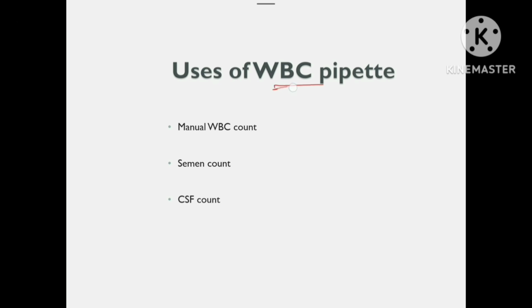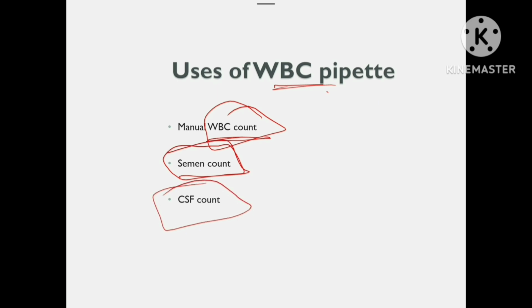So next is the uses of the WBC pipette. Manual WBC count. Other than WBC, it is also used to count semen analysis and also CSF count. So manual counting of these will be helpful. CBC, so always remember WBC, semen and CSF.